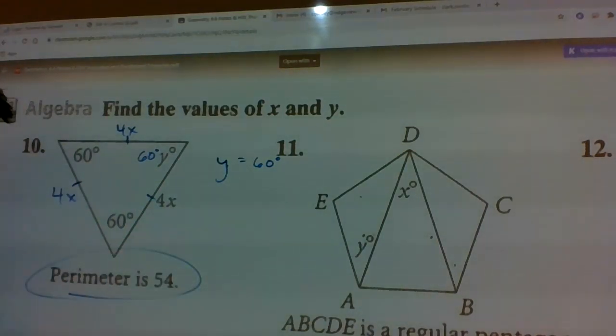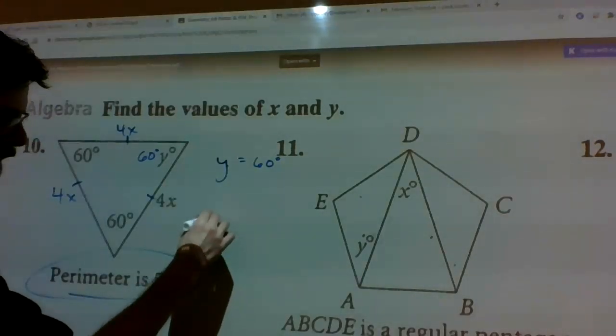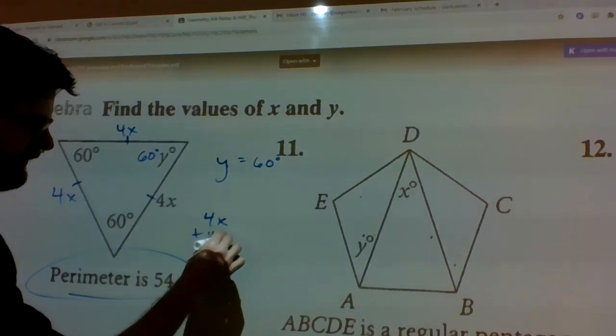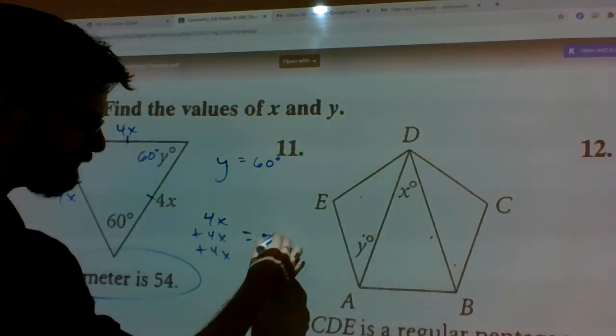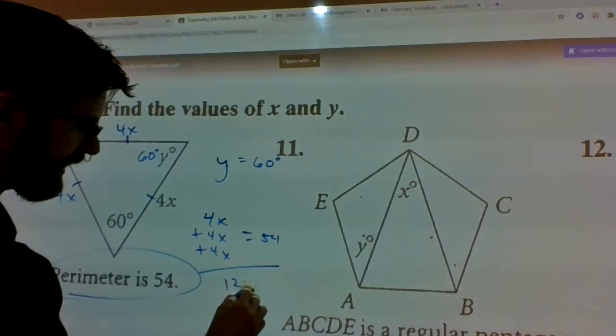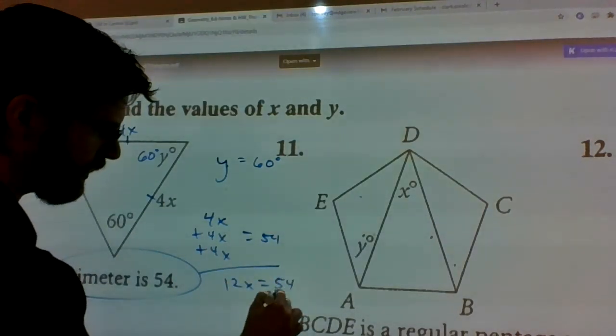And perimeter just means all the sides added up together. So the perimeter, 4x plus 4x plus 4x, all three sides added together, they add up to 54. This is 12x equals 54. Divide by 12.